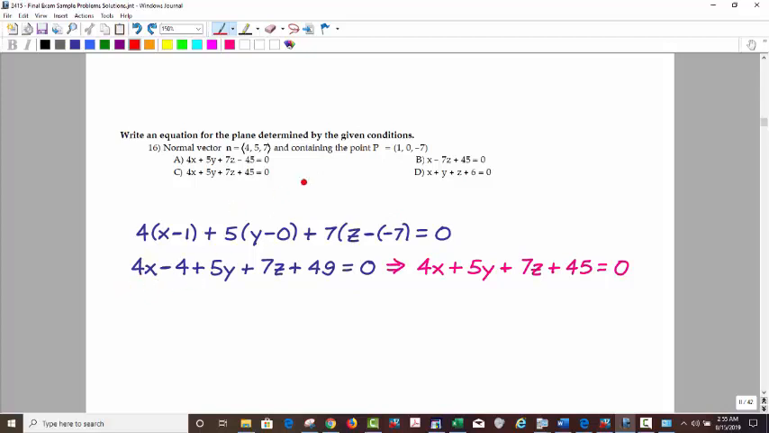I distributed because of the way the answers are. The answers aren't in this standard form; they're in what's called the general form. You're just trying to match what form the answer looks like. If it was a handwritten test, I'd probably say leave it in this form, and that would be fine. But this is pretty simple algebra. So 4x minus 4 plus 5y plus 7z plus 49. They all put 0 on the right side, so now we know where we stand. The negative 4 plus 49 leaves 45, so we just leave 0 right there. And we should have it. Looks like answer C.